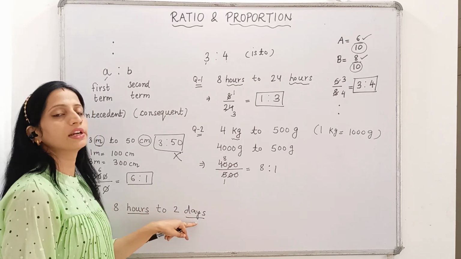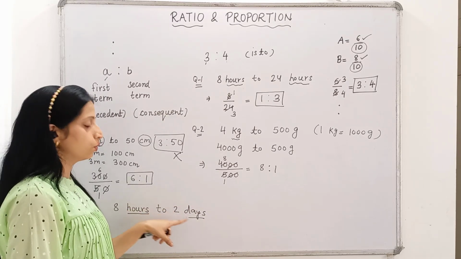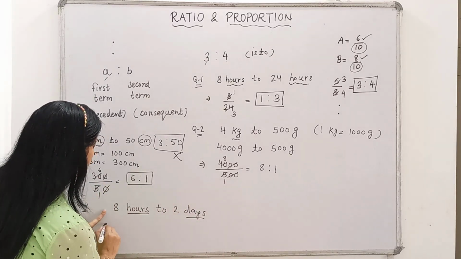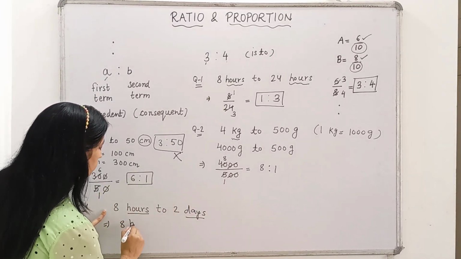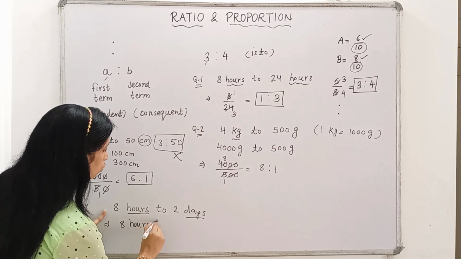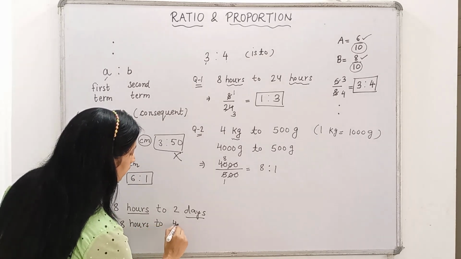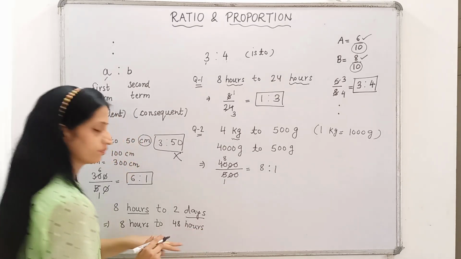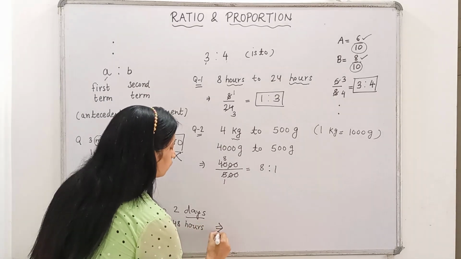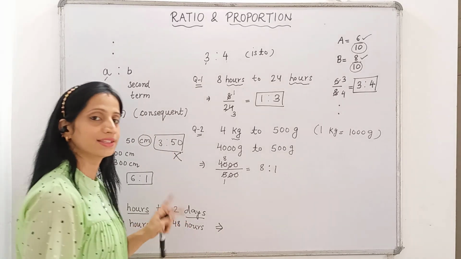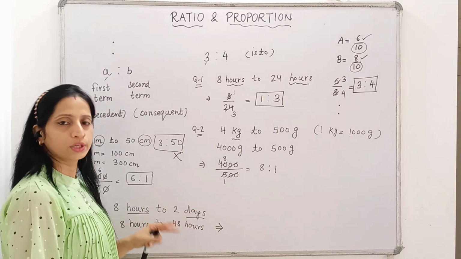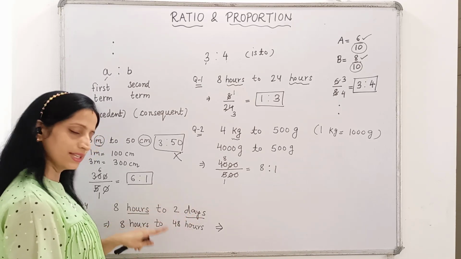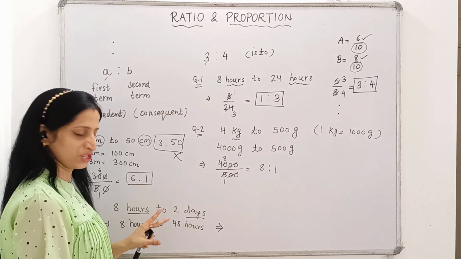Okay. Now, 1 day is equal to 24 hours. So, in 2 days, how many hours will be there? 48 hours. So, we can write like this: 8 hours to 48 hours. Okay. I am directly converting. Whenever you do these types of questions, you have to write the steps. That 1 day is equal to 24 hours. So, in 2 days, 48 hours. Then you have to write the steps. Then only you will find out the ratio.